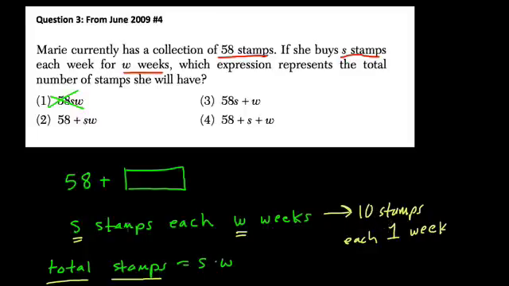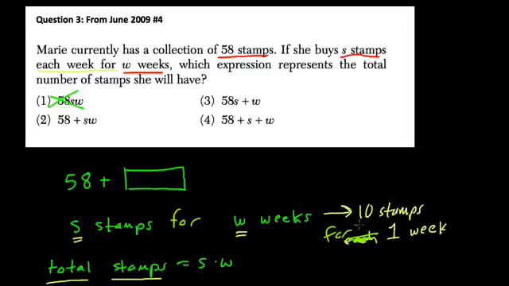Well, it's 10 stamps, no, I made a mistake. S stamps, not each week, but for each week. Let me fix that. All right, they say S stamps each week for W weeks. So here, let me fix the wording. That might confuse people. It's not a rate, I guess. I was just saying it was a rate, but it's S stamps for W weeks.